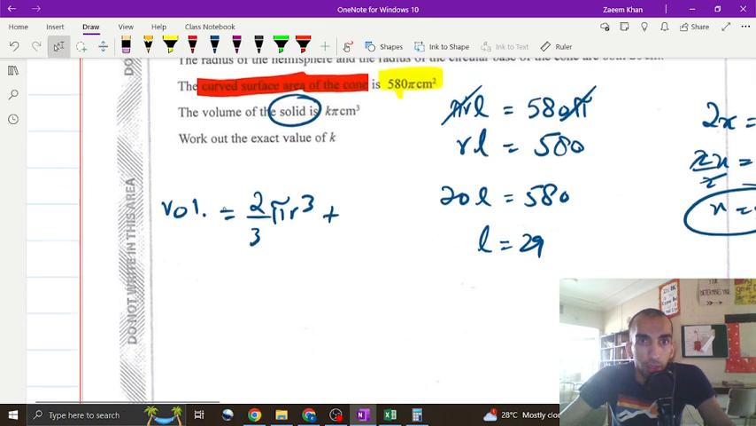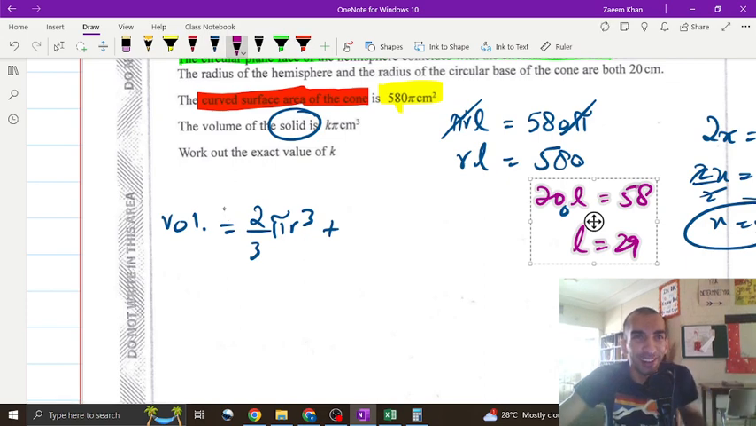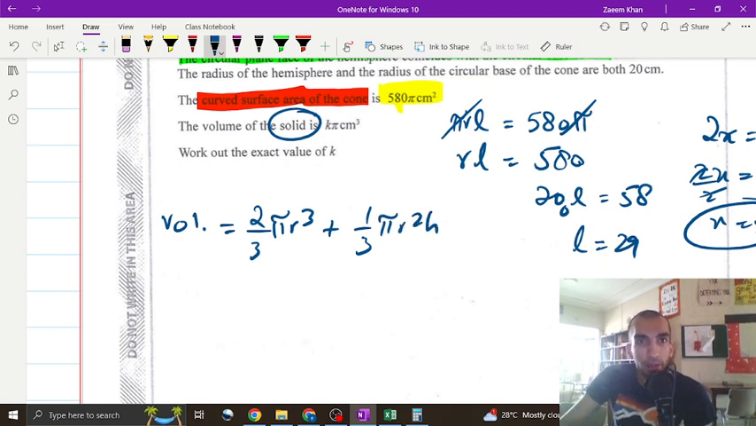Plus, now what's the formula for the volume of a cone? You will be given that, so I'll write it down: 1 by 3 pi r square h. We're supposed to find the volume, and they're saying this is equal to k pi. How do I use this information?